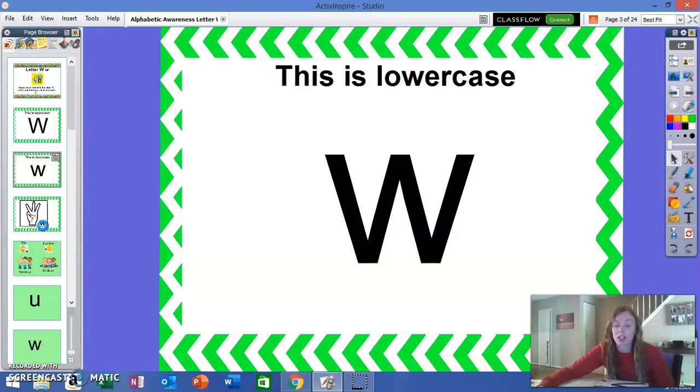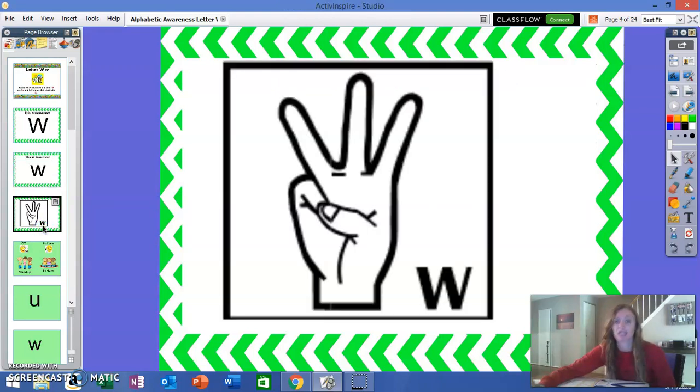Now we are going to talk about what the letter W looks like in sign language. And the letter W in sign language looks like this. Kind of like you're holding up, like you're showing 3 fingers. And if you look at it, it makes a W. Just like that. So that's W in sign language.